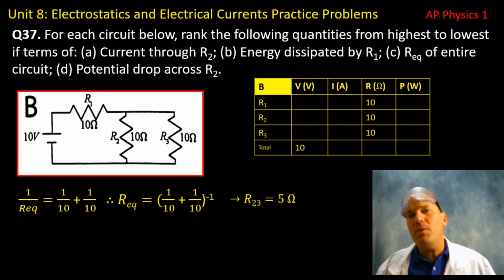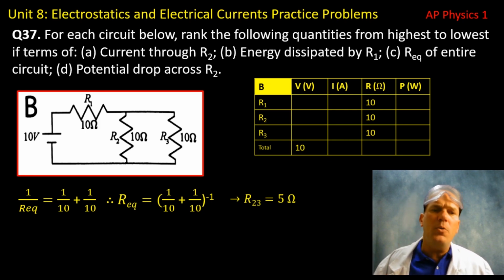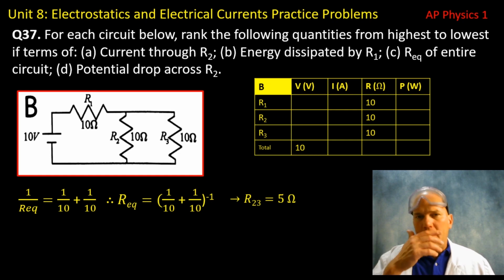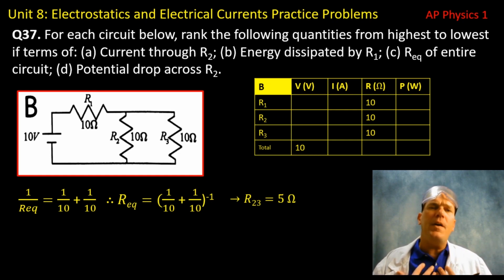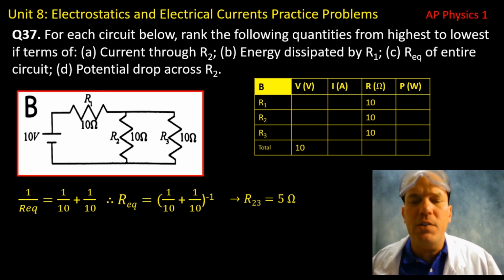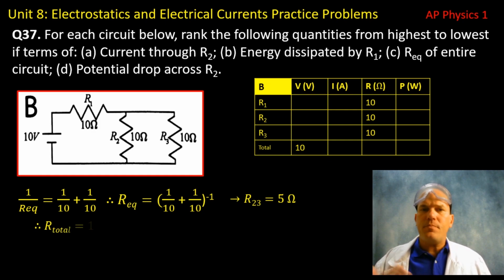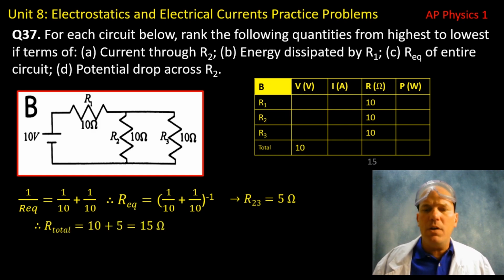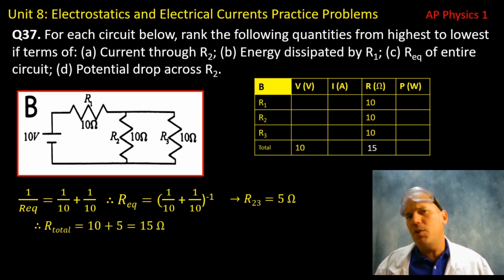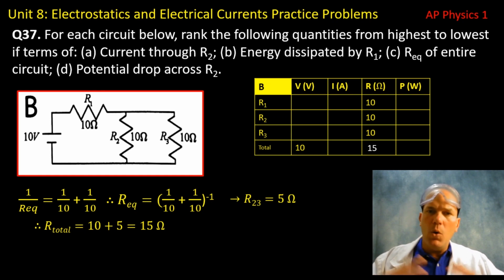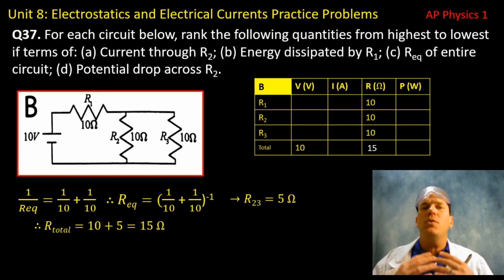Note the use of subscripts 2, 3 to denote that this is referring to the resistance across resistors 2 and 3 only. To find the total resistance for the circuit, we would then need to add R1. And by adding R1 to the equivalent resistance of 2, 3, you can get a total equivalent resistance of 15 ohms for this circuit.